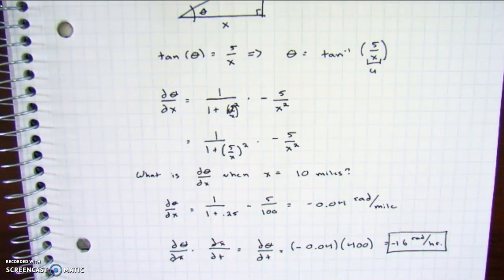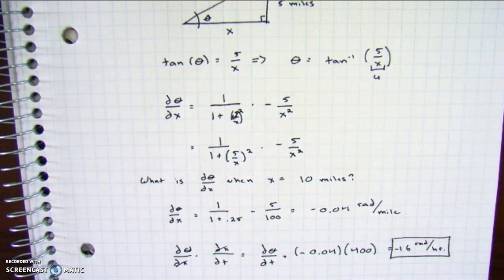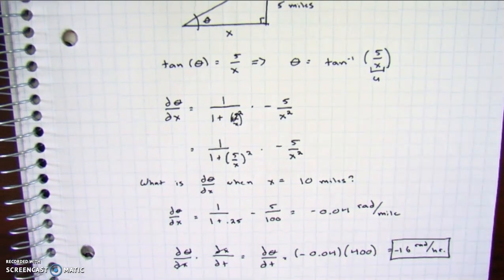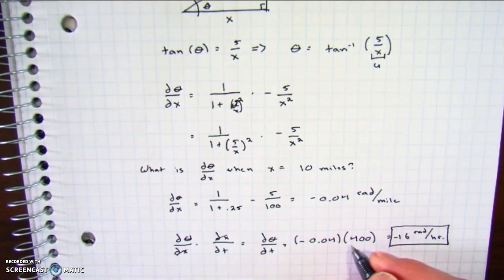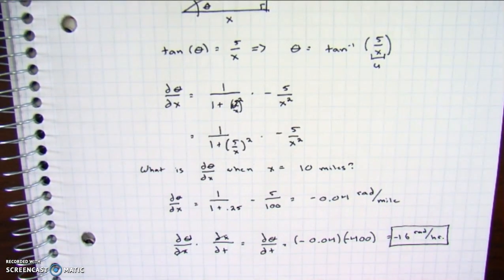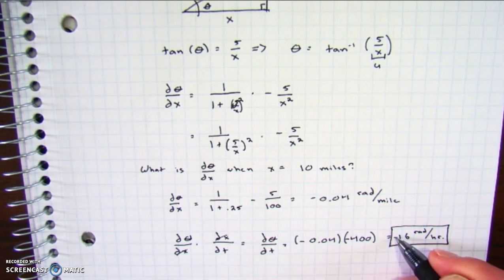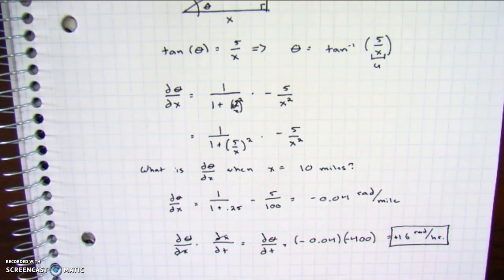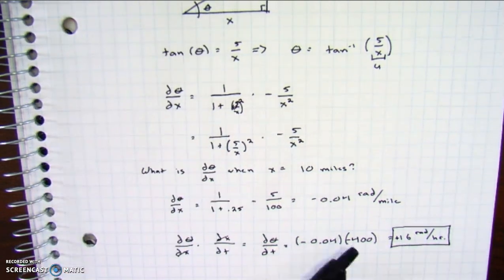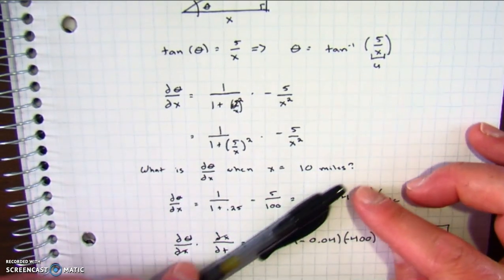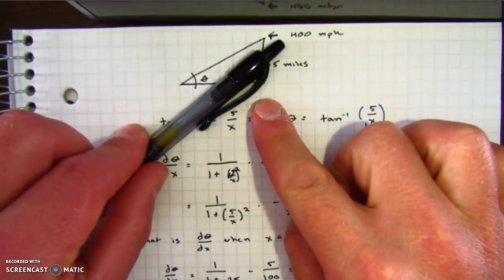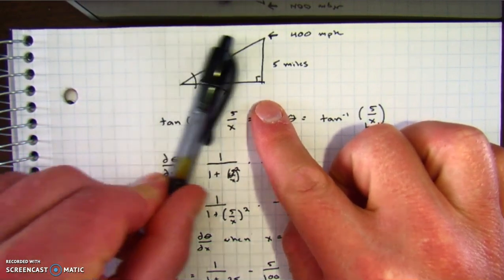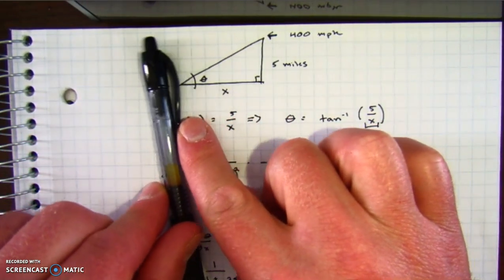Oh, and actually, looking at this, I see one mistake that I made. Remember, this airplane is traveling towards you, right? So instead of this 400, this is going to be negative 400. So instead of this negative 16, this is going to be a positive 16. Which makes sense, right? If the airplane is traveling towards you, here, let me draw it up here, this theta is going to be increasing, until eventually it'll be overhead, and then it'll go.